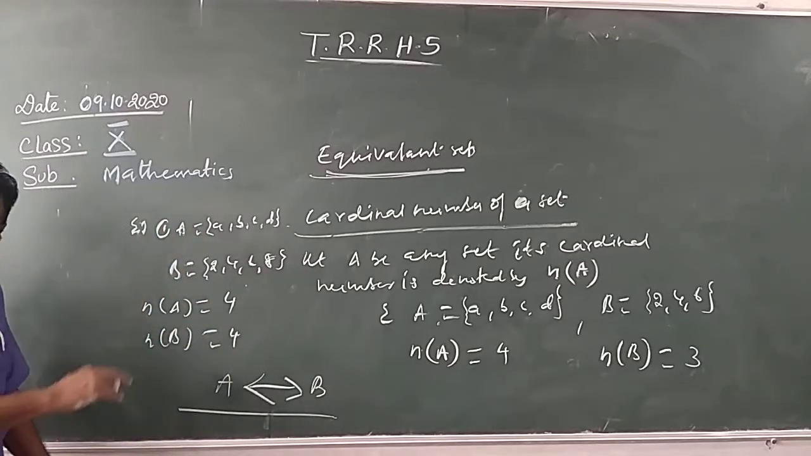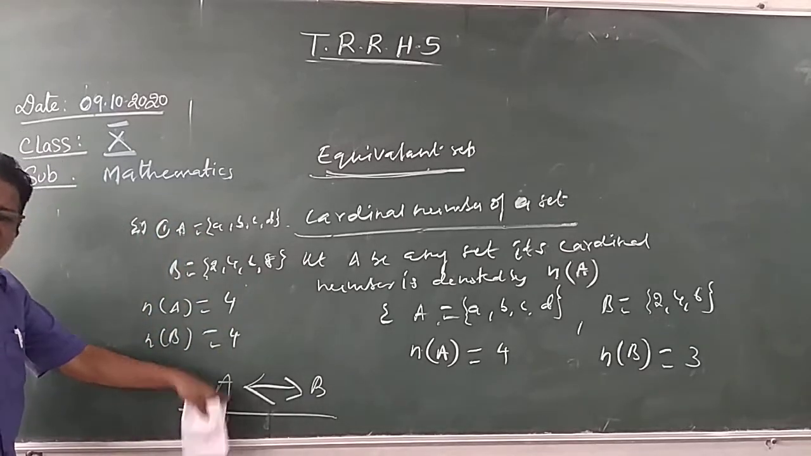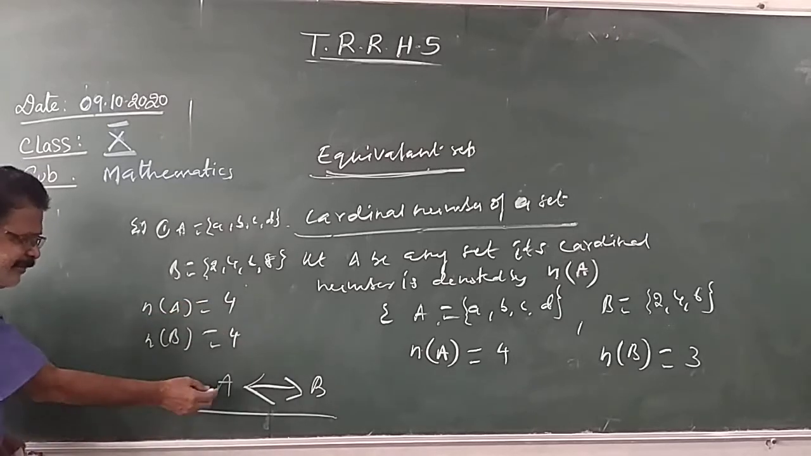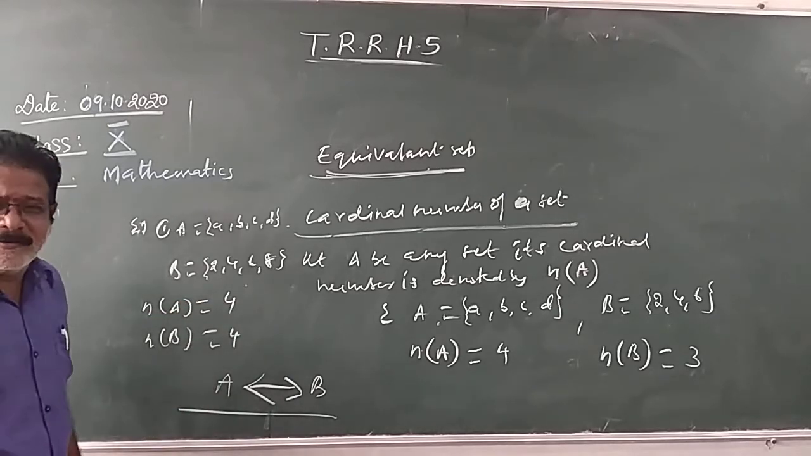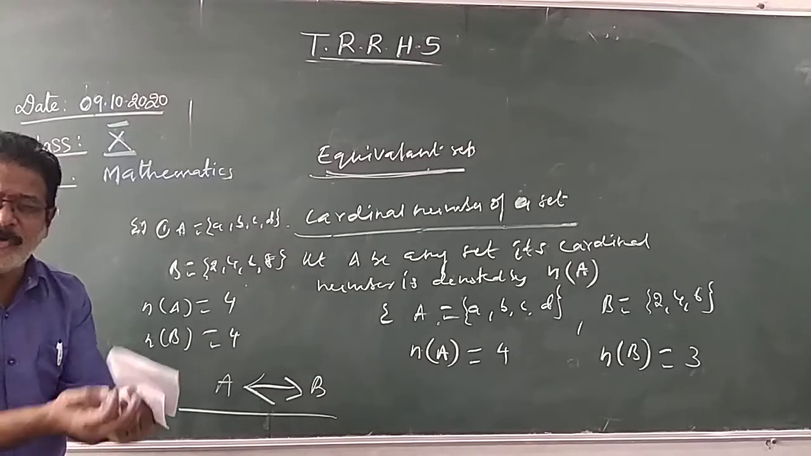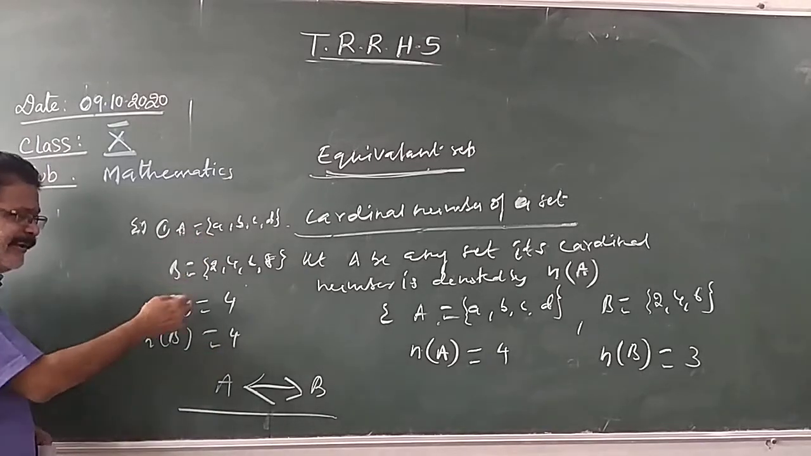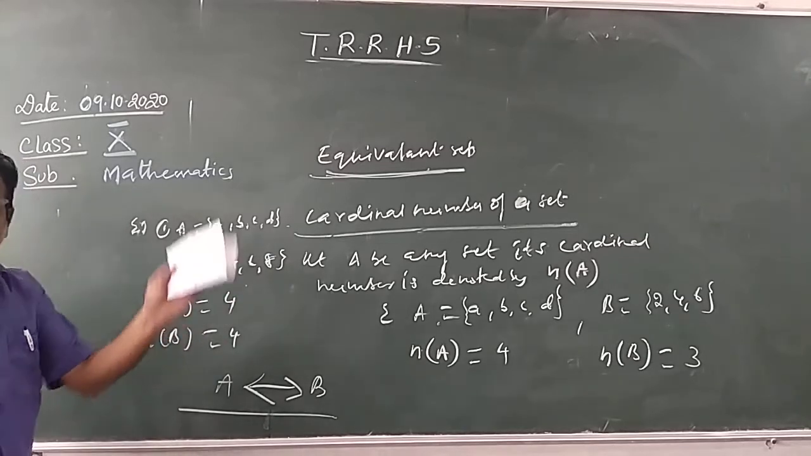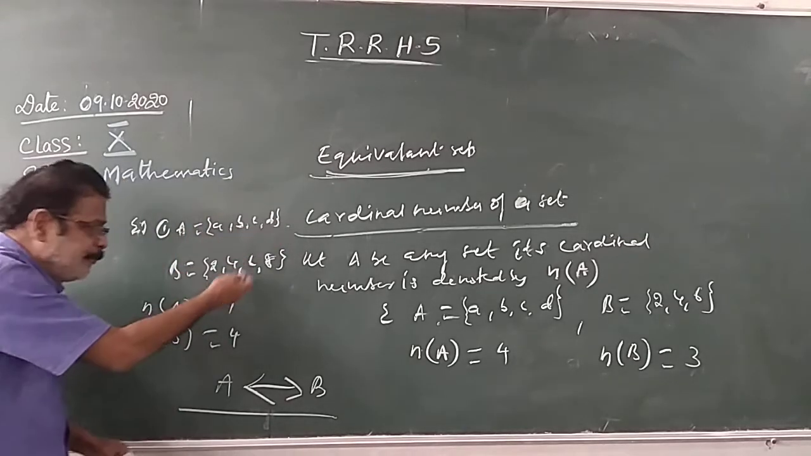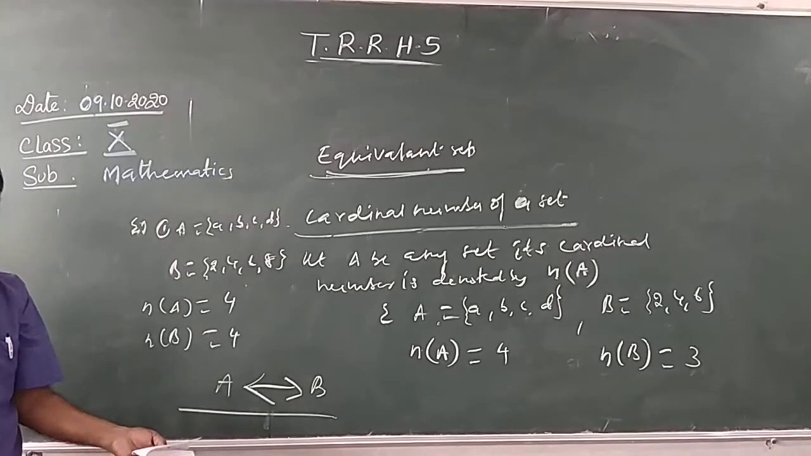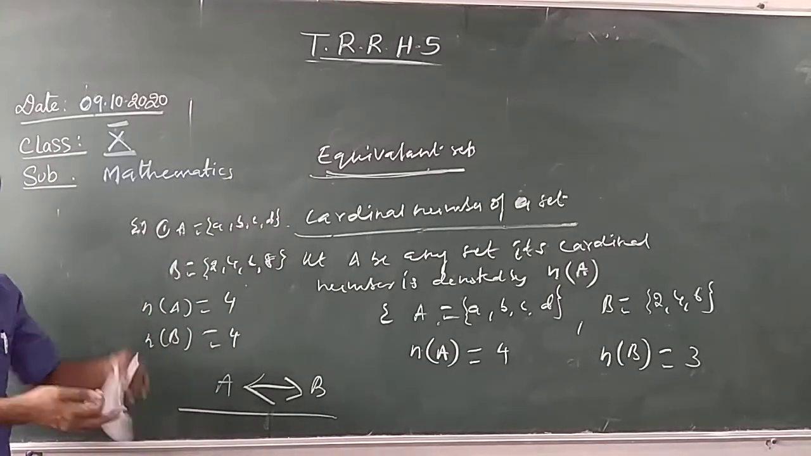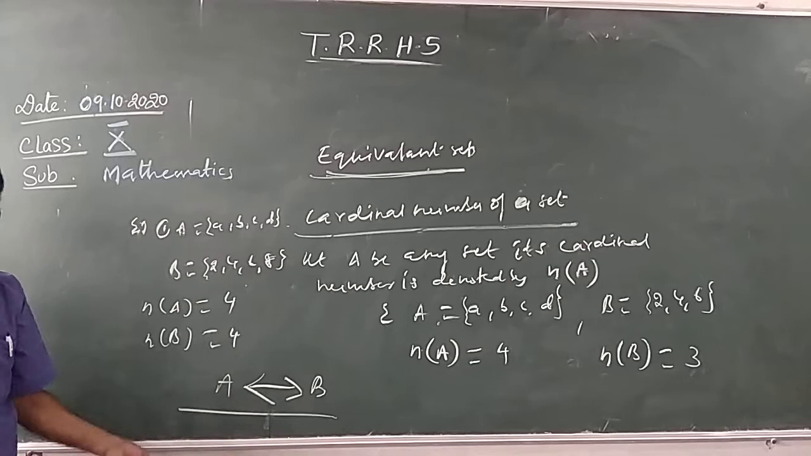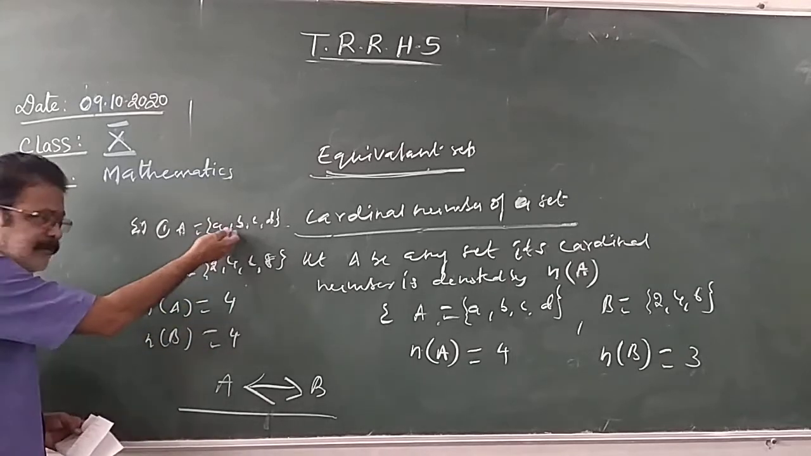Equivalent sets are not equal. Why? Equivalent sets means we consider only cardinal number. They need not be the same. If A set is {a, b, c, d}, and B set is {2, 4, 6, 8}, they are not equal, because equal means they should be the same. Here a, b, c are there, so the B set also should be a, b, c, d. Unless they are the same, they are not equal.